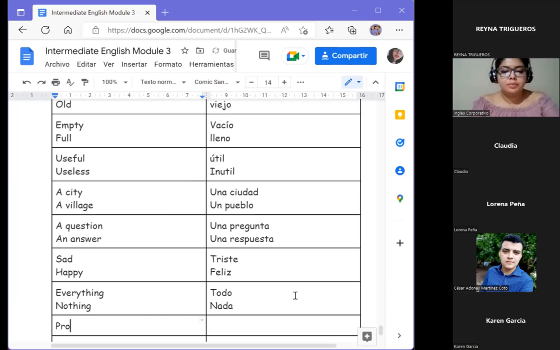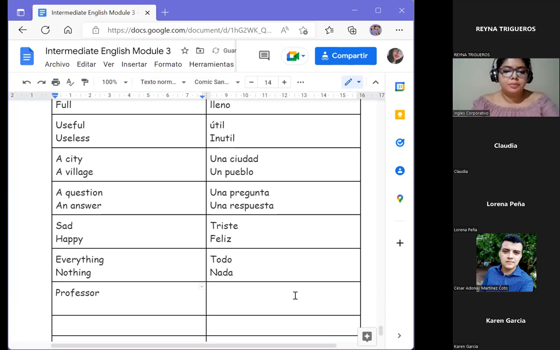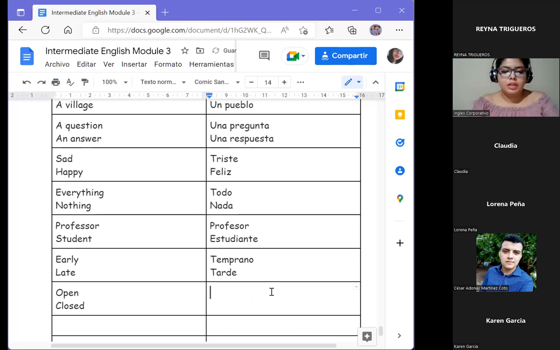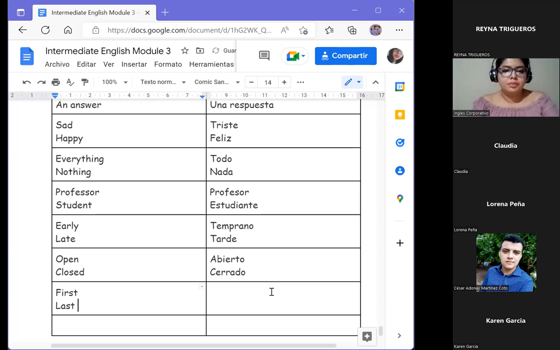Then we have professor and then student. Profesor, estudiante. Then we have early and late. Temprano, tarde. Open and close. Abierto, cerrado. First, last. Primero y último.